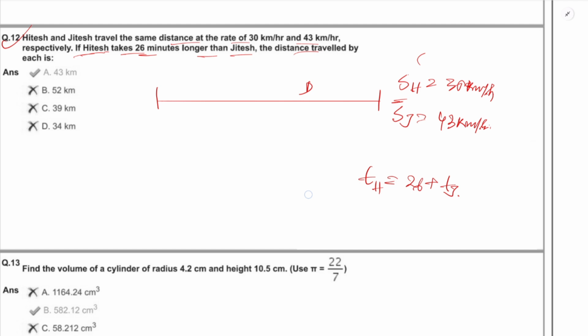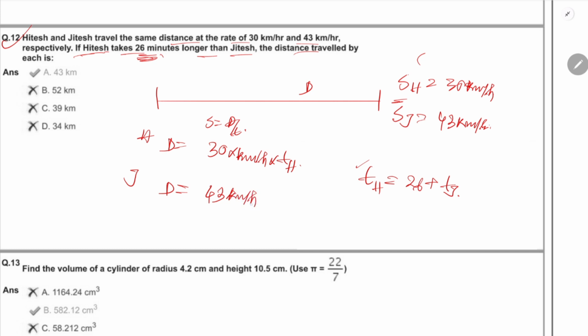So for the first one, we know that speed is equal to distance per time, so distance is equal to speed into time. For Hitesh, this is equal to 30 km per hour into time; we don't know the time, we know the ratio only. So say time of Hitesh. For Jitesh, the speed is 43 km per hour and time of Jitesh.